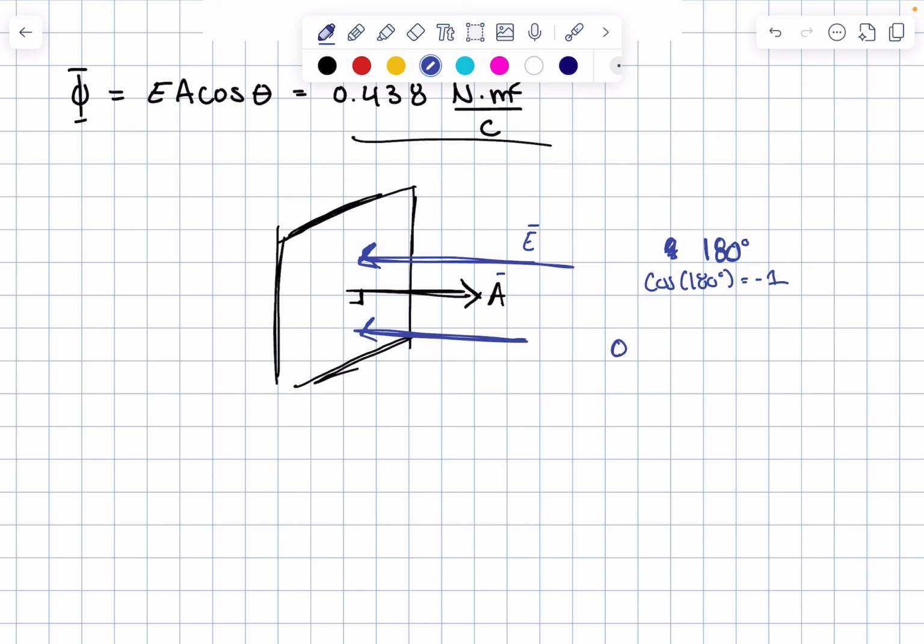That means my flux here is going to be E, the magnitude of E, times the magnitude of A. Cosine of 180 degrees is -1. That means I'm going to have a negative flux. The negative here really just refers to the difference in orientation between my electric field lines and my area vector. That's about it.